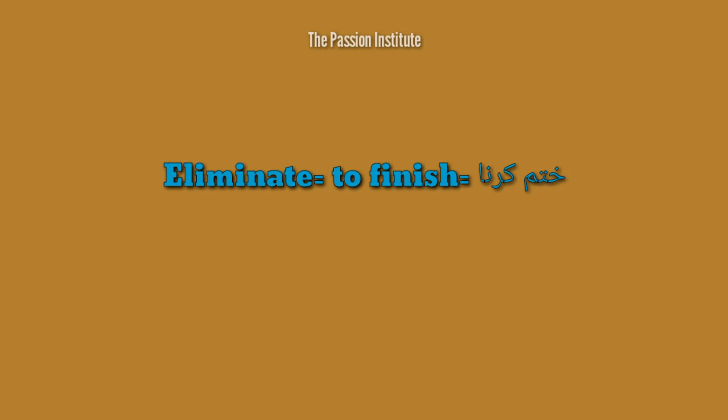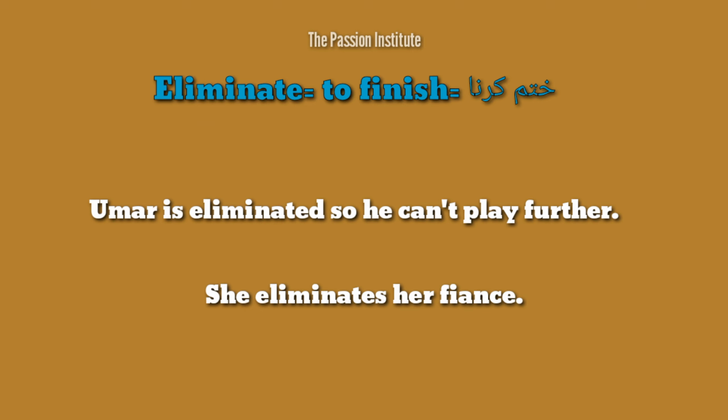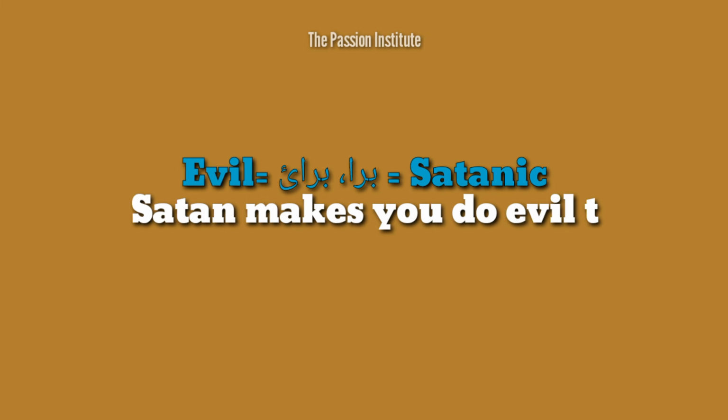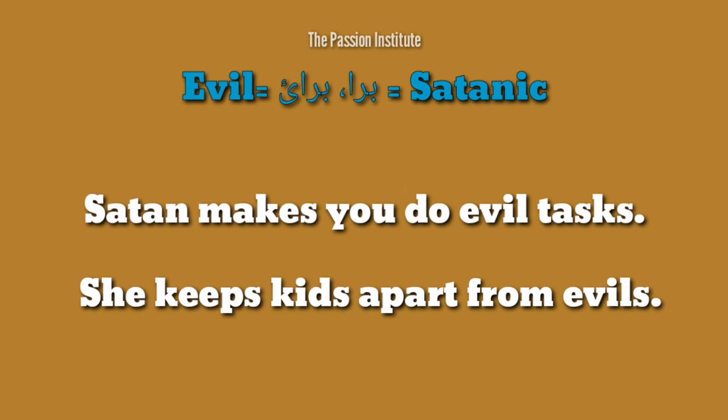Number 4 is eliminate. Eliminate means to finish, to end up something. In Urdu, we call it khatam karna. You can read the sentence. Number 5 word is evil. Evil means satanic, bad, and unsatisfactory. There are 2 sentences, read them.